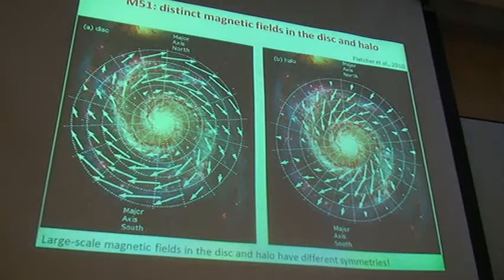Look at this picture which I already showed, right? M51. What is important now for me is that magnetic field in the disk and in the halo have different configurations. Very different configurations. Now imagine that this magnetic field is a primordial field. This means that I have some initial magnetic field which was then twisted by differential rotation.